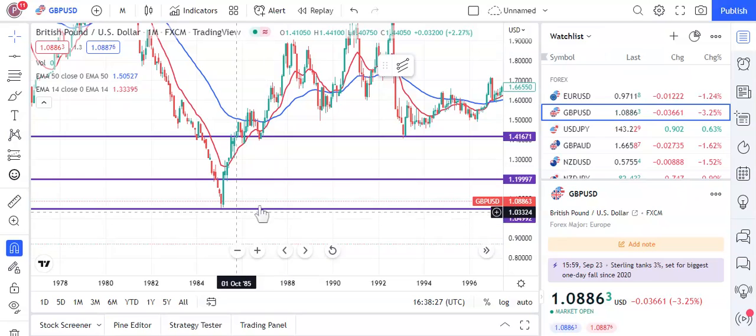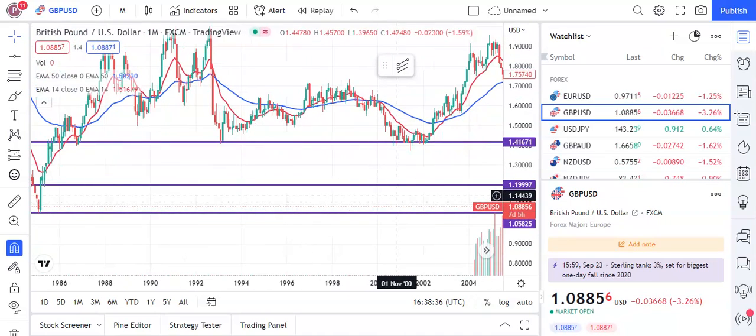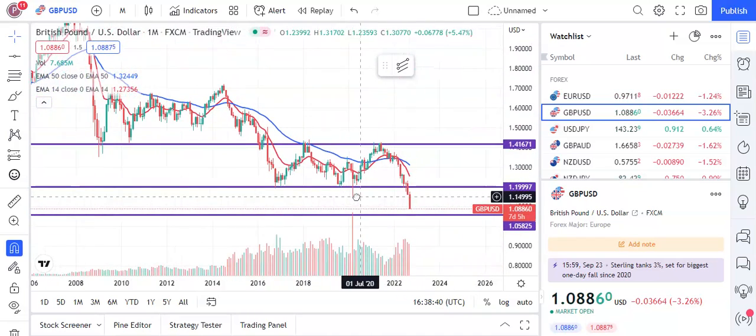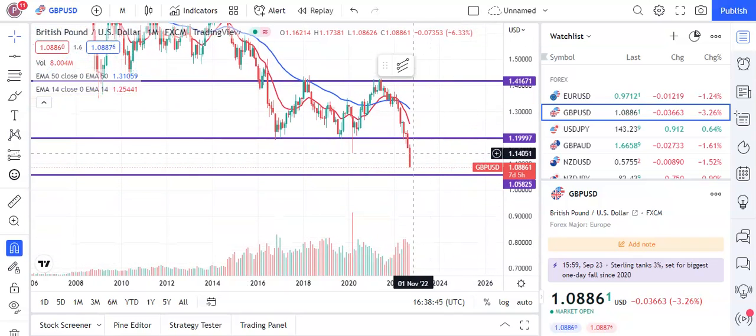Good. So you can see I have support here. Now look at what is happening. Price is dropping down. Can you see what I'm saying? This price could go to this point and begin to go back up.